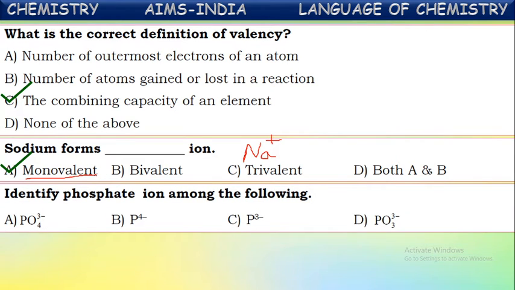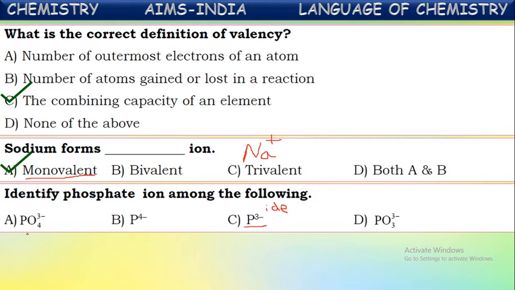Next, identify phosphate ion among the following. Observe here which is the phosphate ion. This is a phosphide ion. If the ion is formed by a single element, a non-metal, then for those elements the ending will be ide: phosphide, nitride, chloride, oxide. These are the ions formed by a single element.